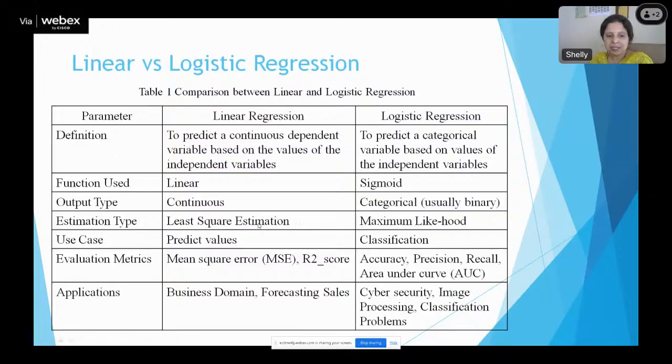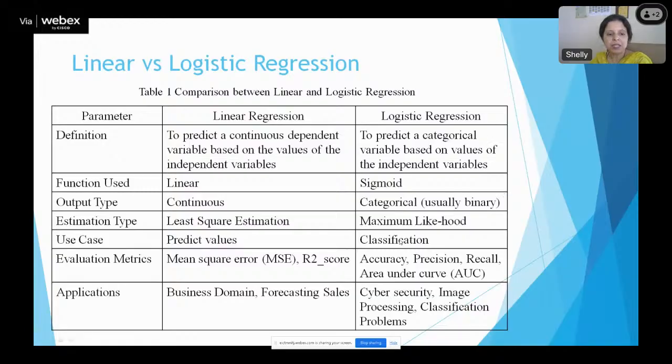Since it's a least square estimation, the evaluation parameters will correspondingly vary when I use linear regression, and since logistic regression uses maximum likelihood, it will correspondingly have its own particular evaluation metrics. So the use case here is to predict values. The use case there is to classify, basically.